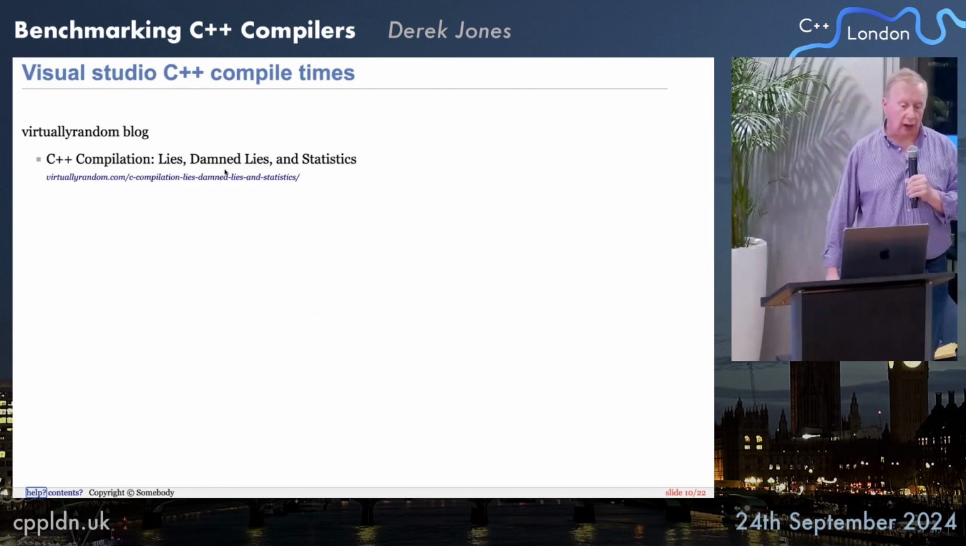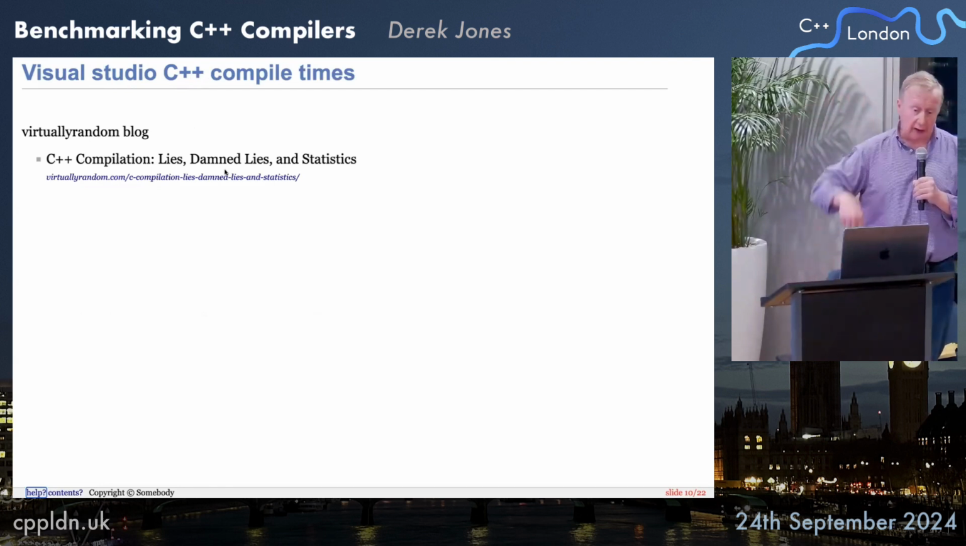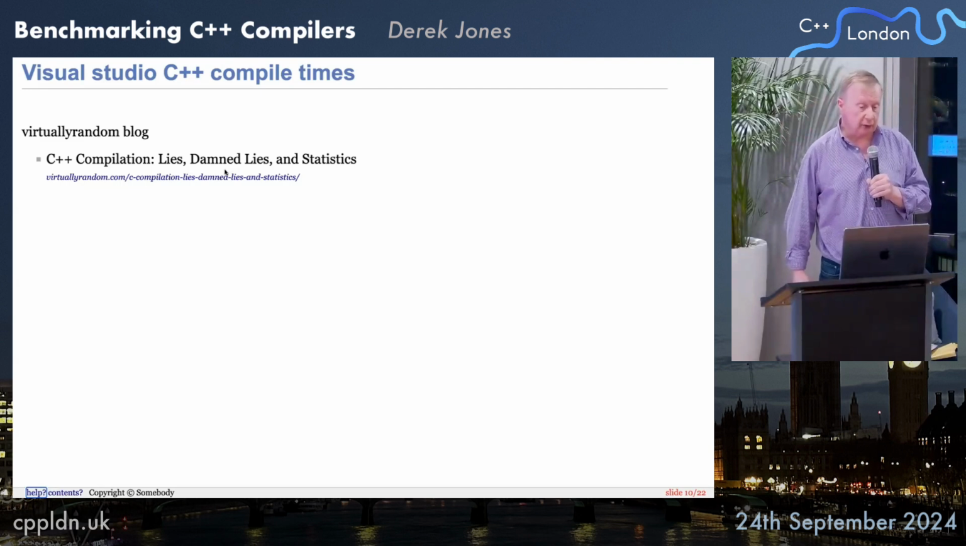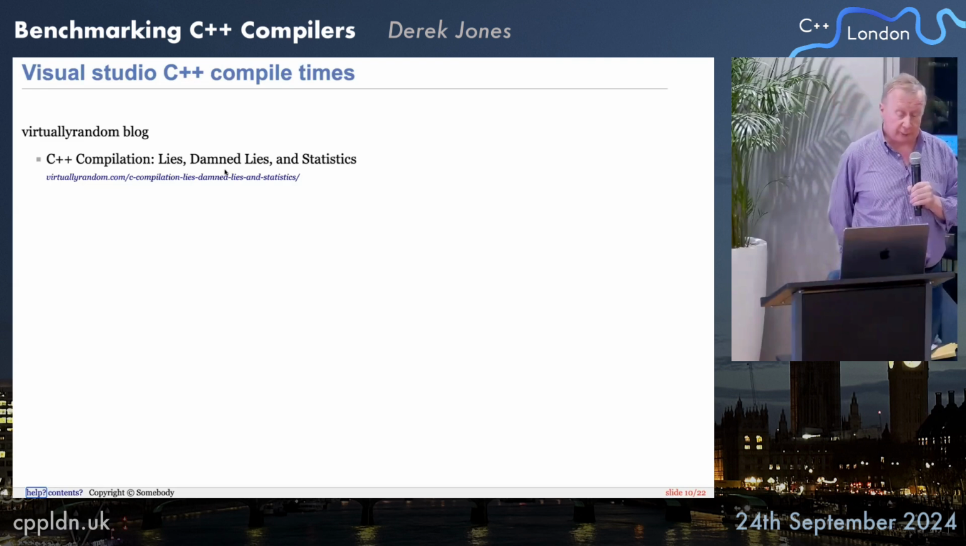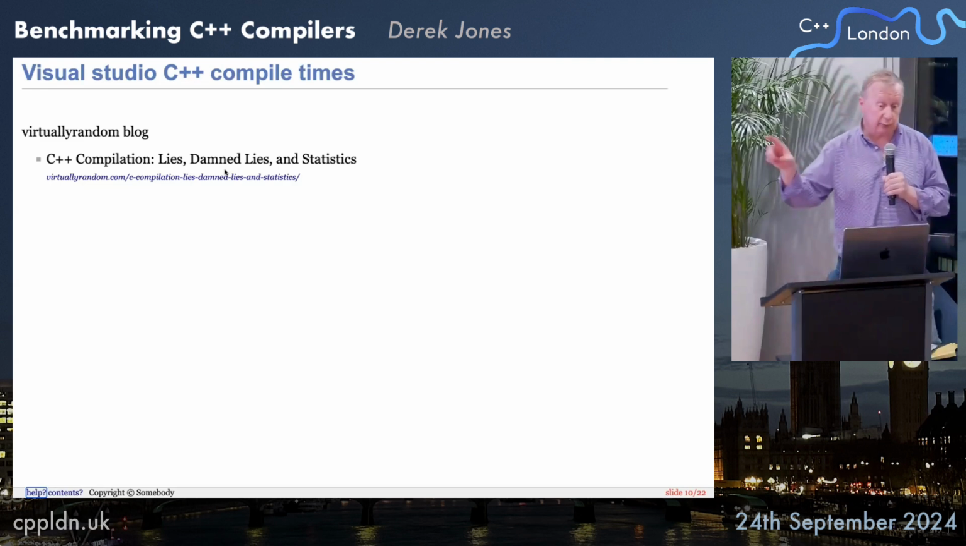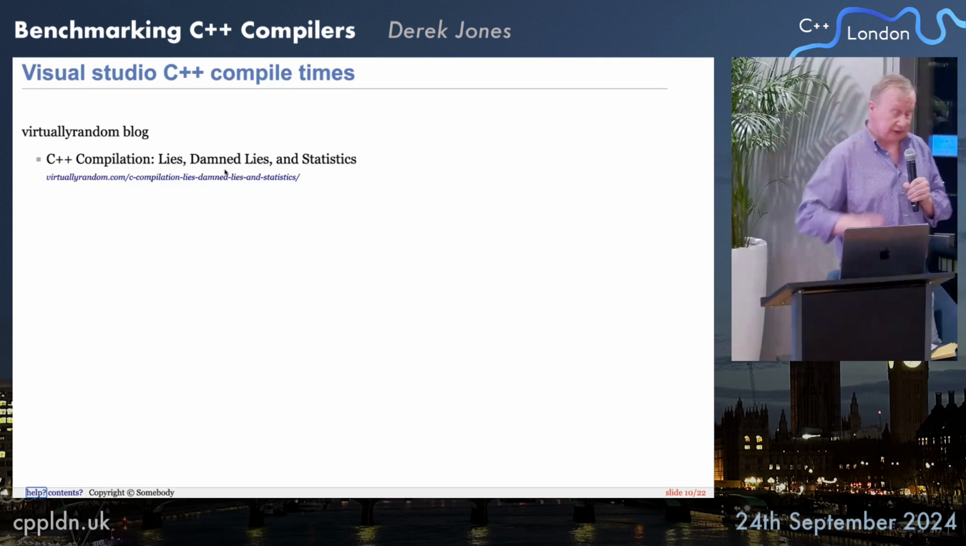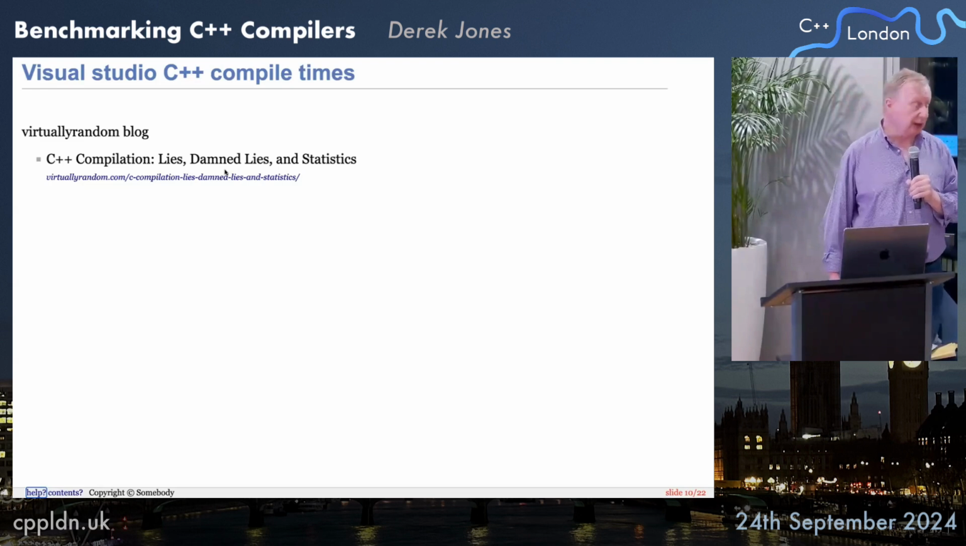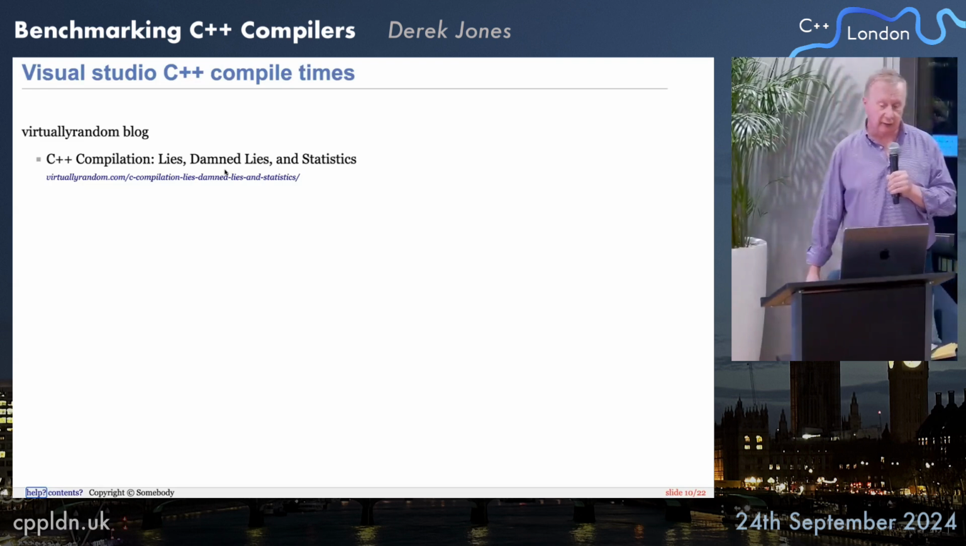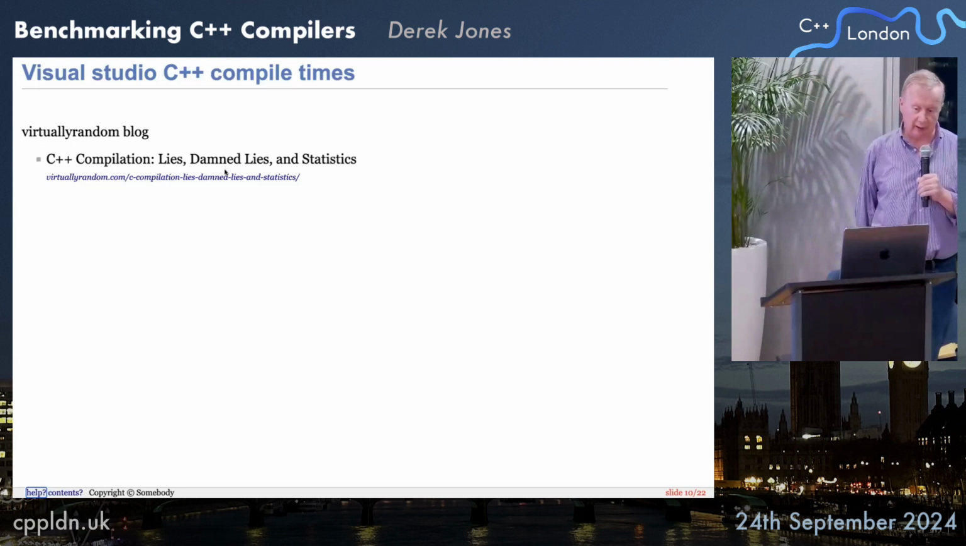So I read this article here on the Virtually Random blog about compilation, and I was impressed by how much effort this person had put in. There's no name on the blog, I couldn't find his name. So this anonymous person who writes the Virtually Random blog did an awful lot of work gathering lots of data. I thought, oh, that looks like a very interesting collection of data. And so I left a comment on the blog post saying, where is the data? Can I get it? And he replied and said, yes, the data's here, and made it available. So I'm going to be talking to you now about this very data.